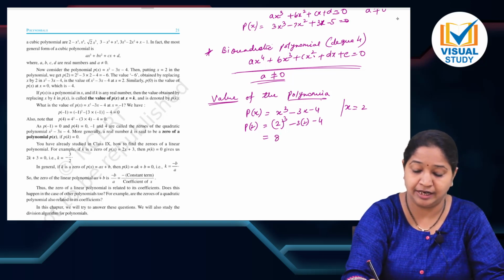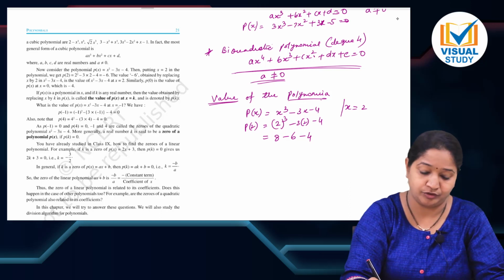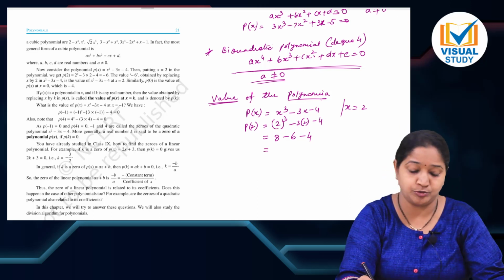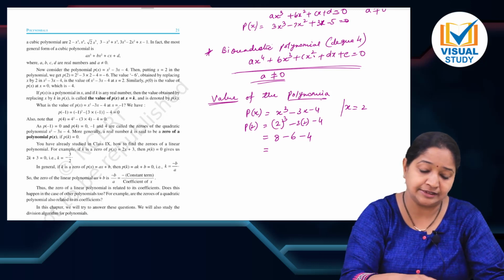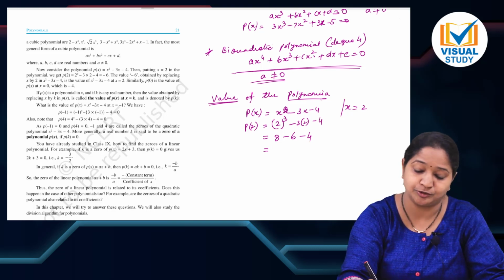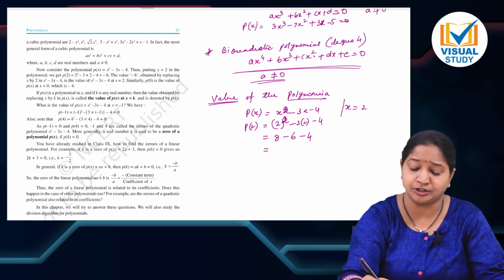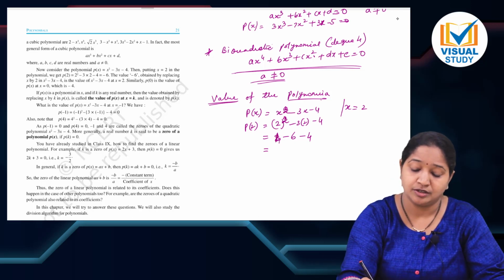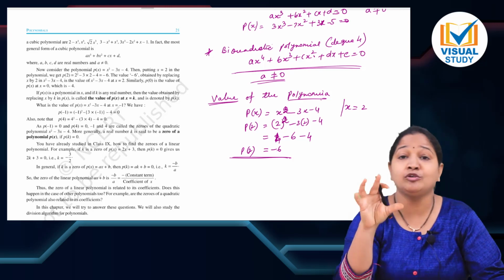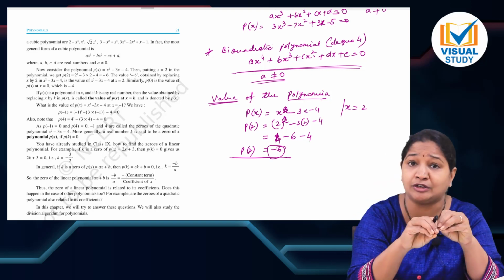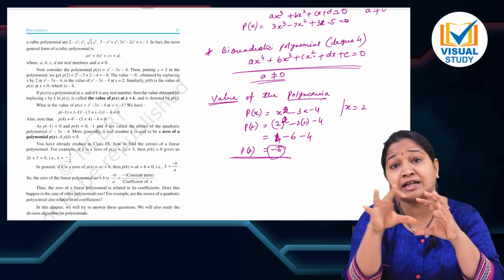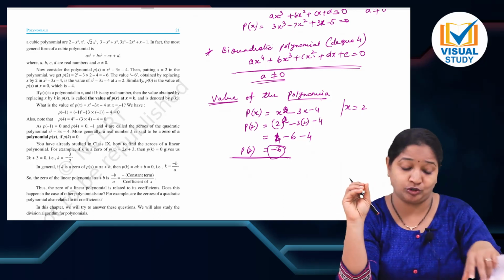That is 8 minus 6 minus 4. And what you get is 8 minus 6 is 2, and 2 minus 4. You get the value p of 2 is minus 2. That means, just keep in mind, when you substitute the value of x, the answer you get is the value of the given polynomial.